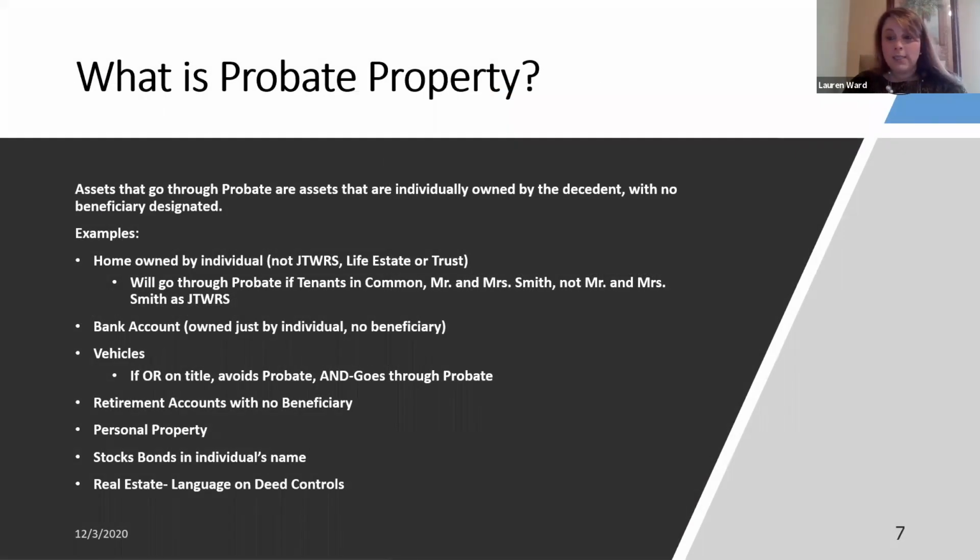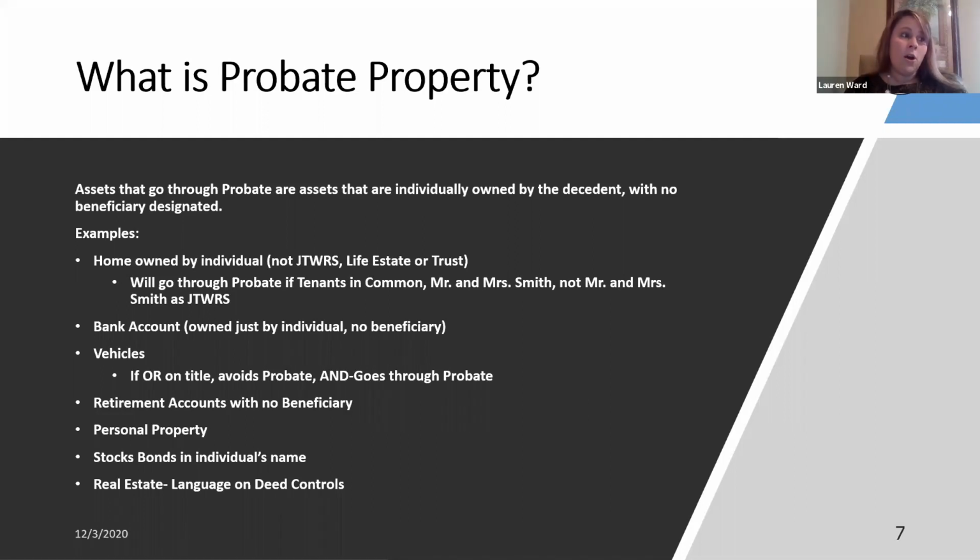So what you're listing on that inventory and appraisement is only probate property. And I think this is where a lot of people struggle with the inventory and appraisement, is knowing what should I list and not list on here and what is the value of things. So let's go through some probate property.